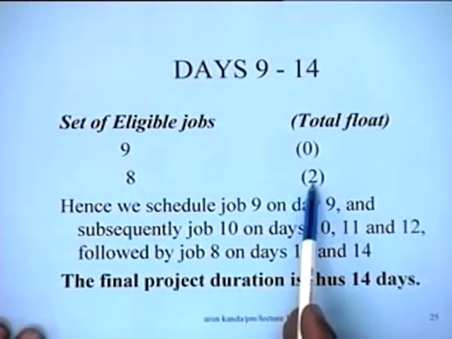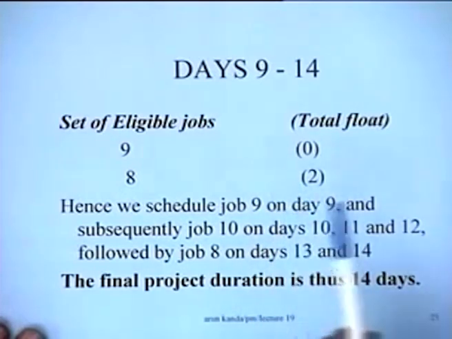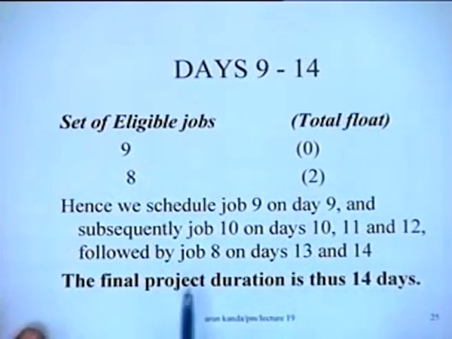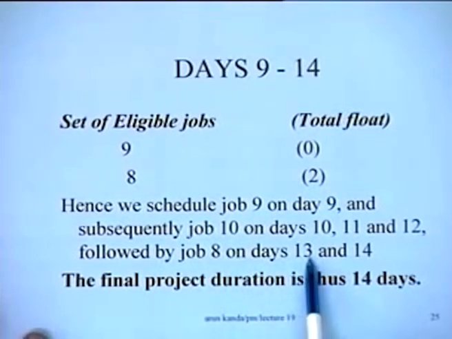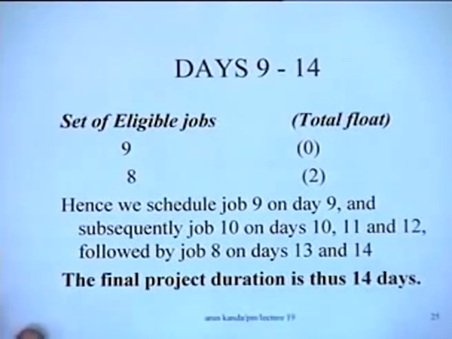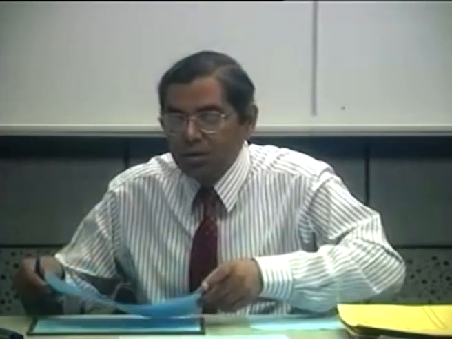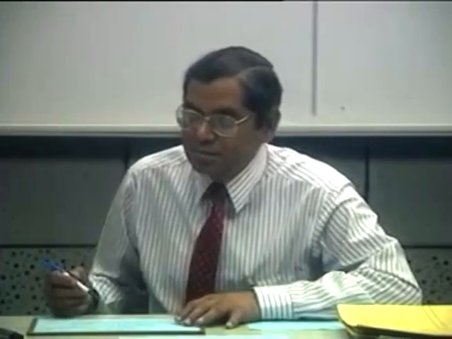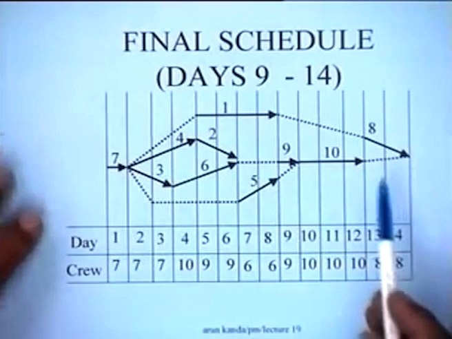Subsequently job 8 has to be delayed, it becomes a critical job, and therefore it will further delay the project by 2 more days. So the project will now end after job 8 is scheduled on days 13 and 14, and the final project duration is thus 14 days. So the final schedule for this particular case would look something like this. This is the final schedule.